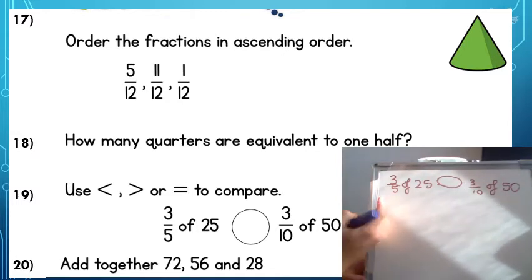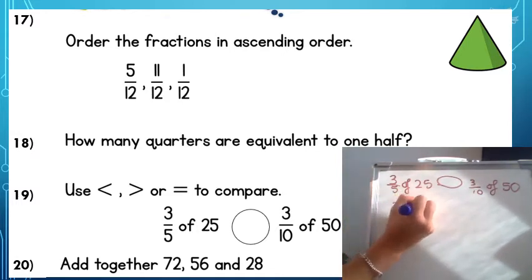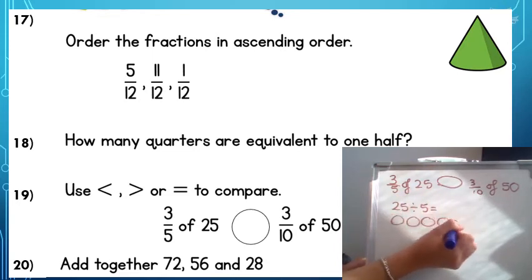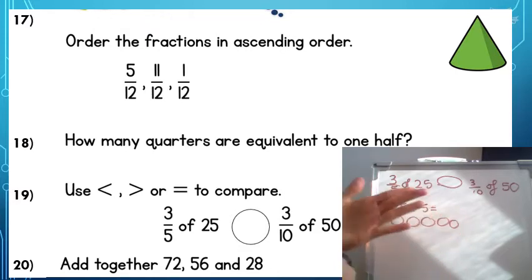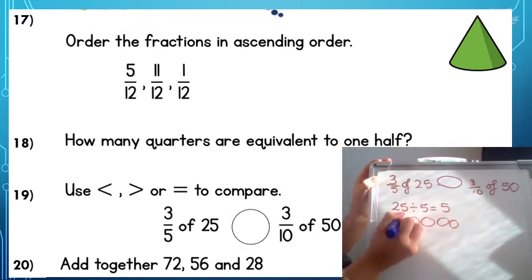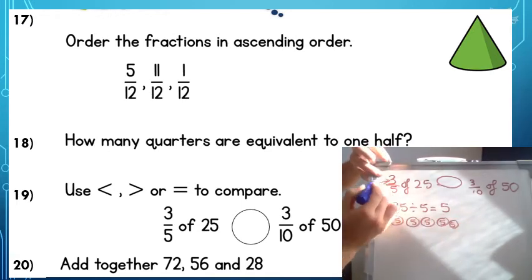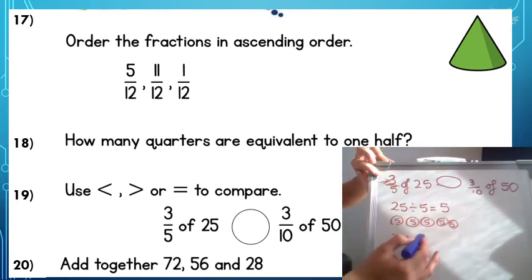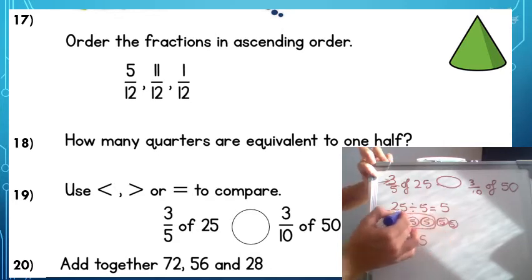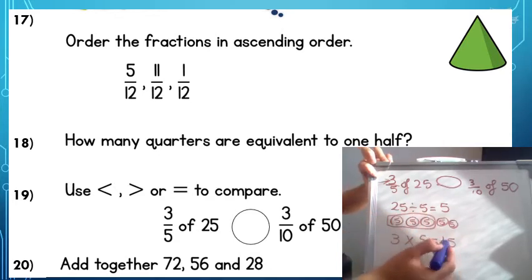So to start with, let's work out what 3/5 is. So I will do 25 divided by 5 first of all. And I can do that 5, 10, 15, 20, 25. So my answer is 5. So each of these would be worth 5. I need to look at my numerator. I want 3 lots of 5. So 3 lots of 5 to find my answer is 15.